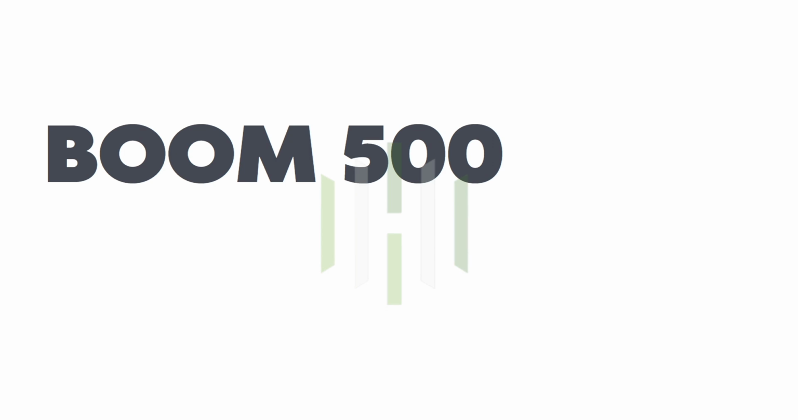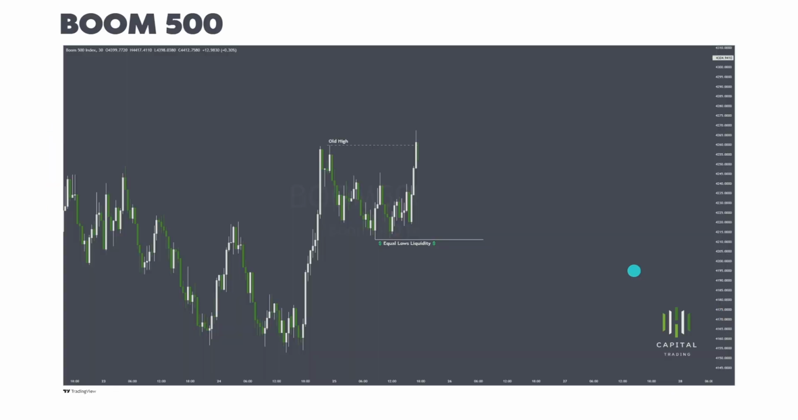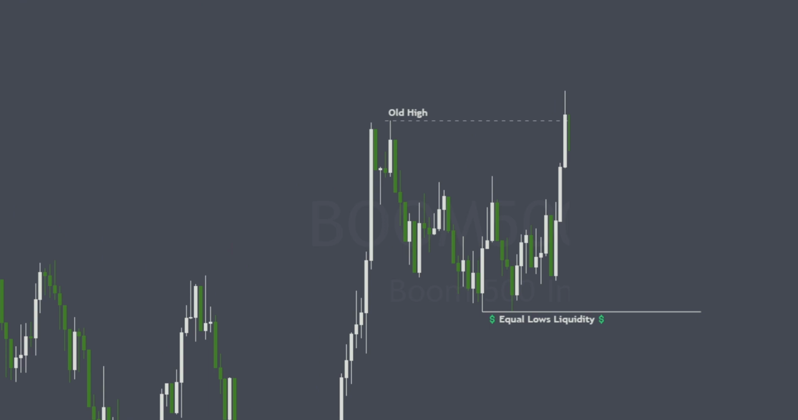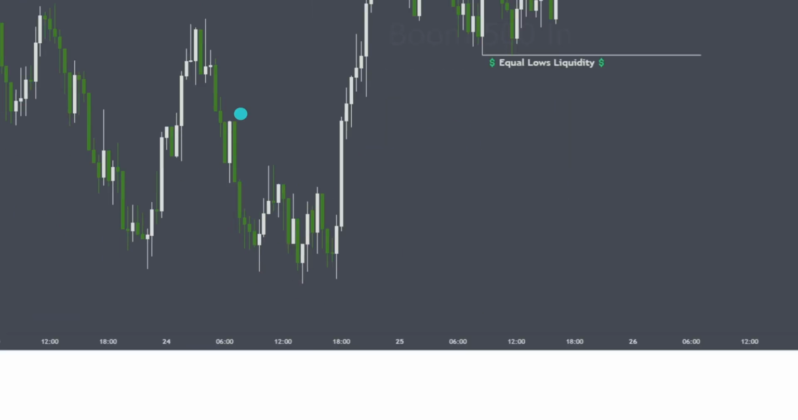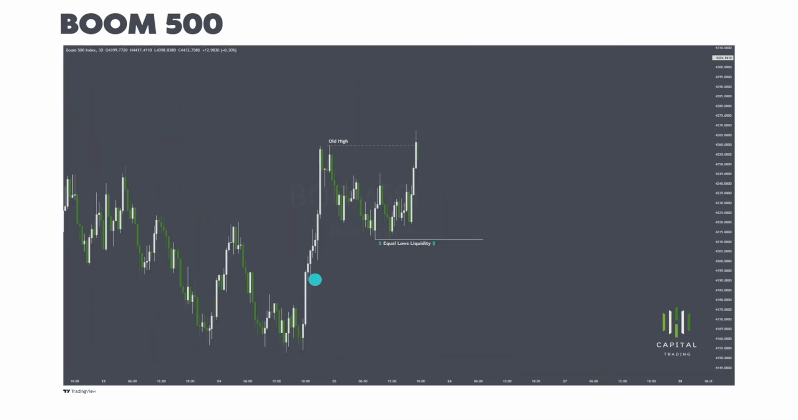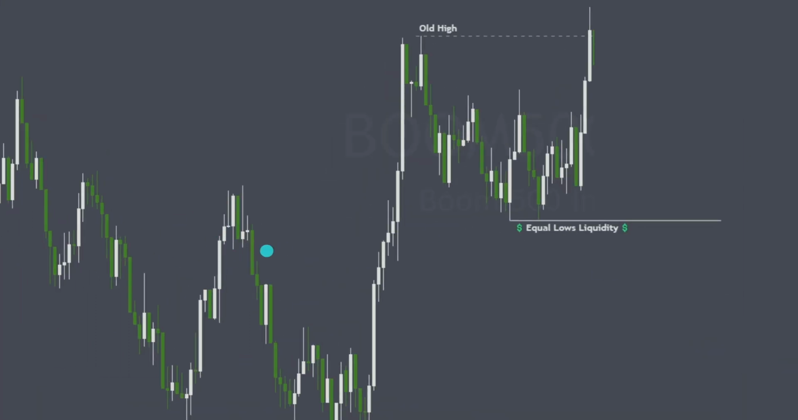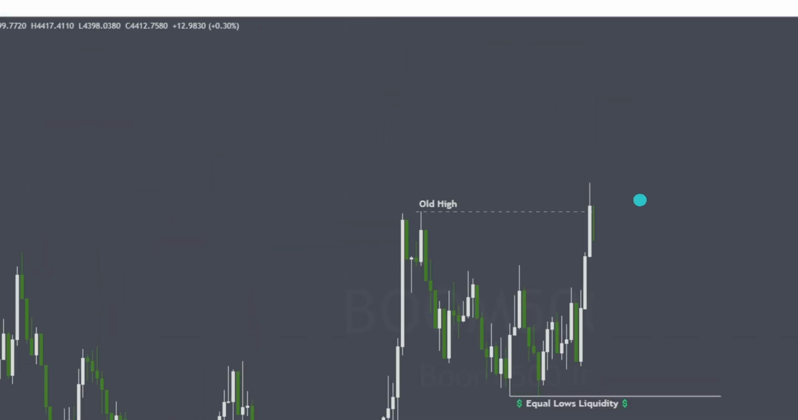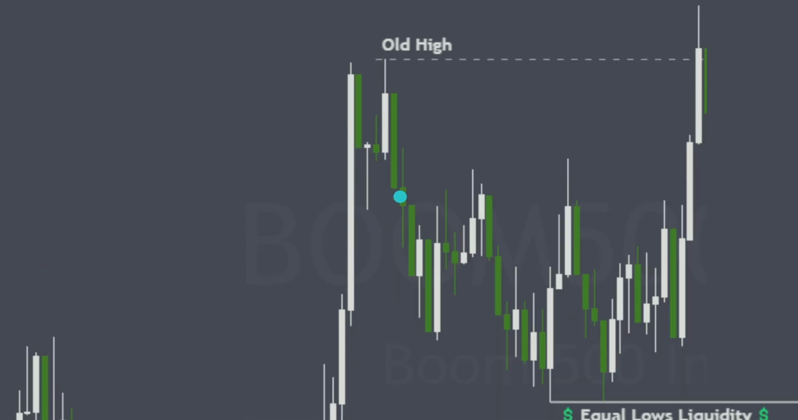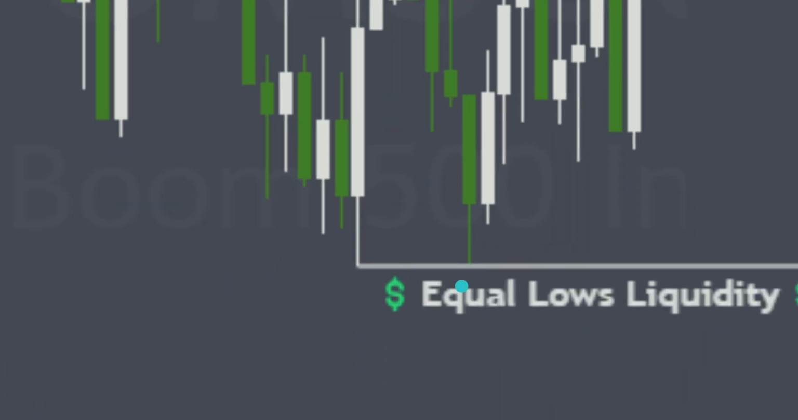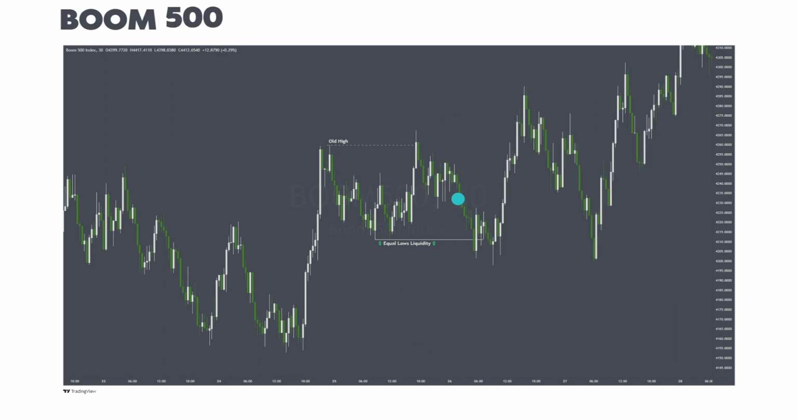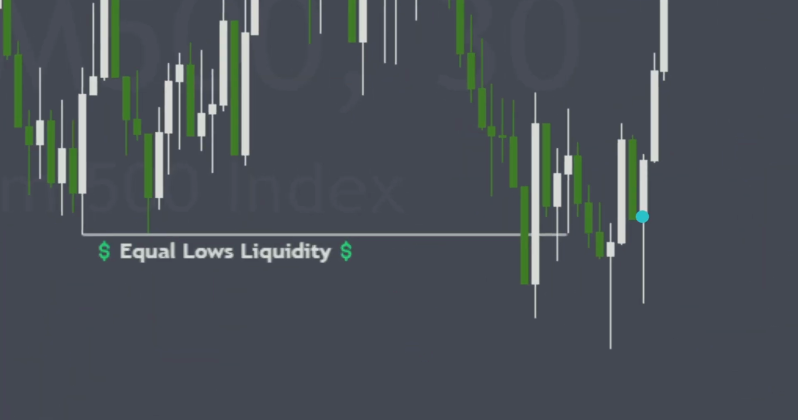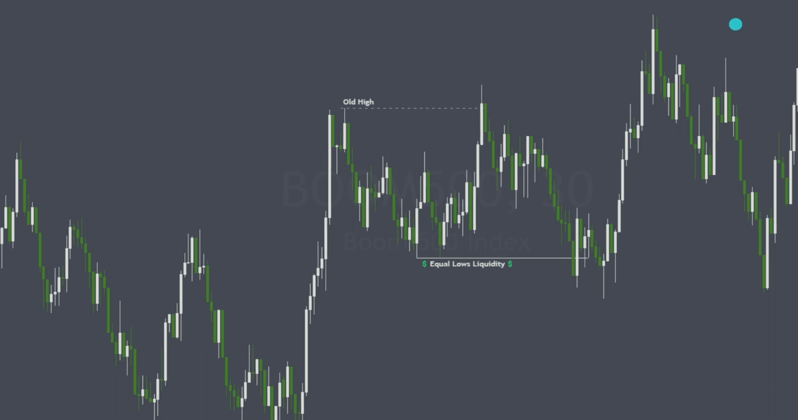We have Boom 500. On Boom 500, we had price dropping to the downside, then pushing to the upside, and then dropping, and found some support on some level, which looks to me like it's a mitigation block. Then pushed to the upside, took out this old high, right? So old high, then we have this old lows liquidity, which then price dipped into, then continued pushing to the upside.